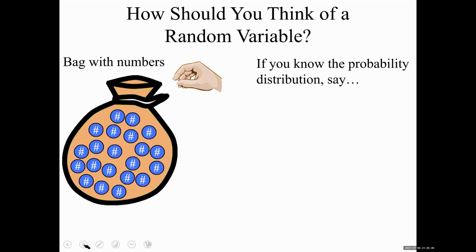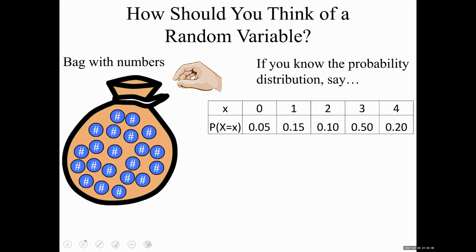Okay, and then if you know the probability distribution, I mentioned it already, I'm going to mention it again. If you know the probability distribution of your random variable, let's say the probability distribution for this bag is this. Normally I make it a 2-column table. This time I made it a 2-row table because I was going to run out of room if I made 2 columns on my slide here. So it's 2 rows.